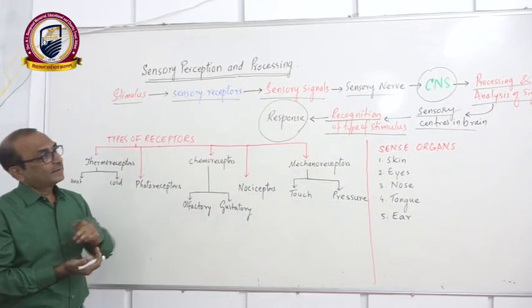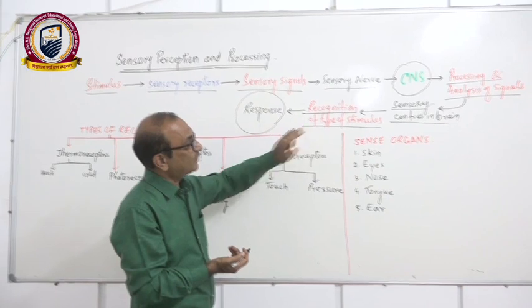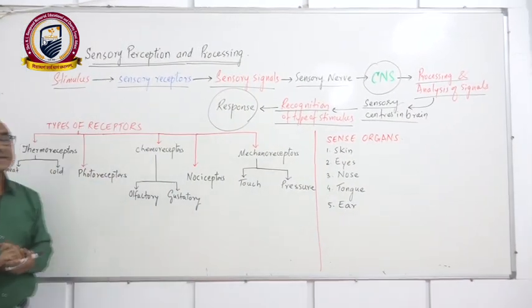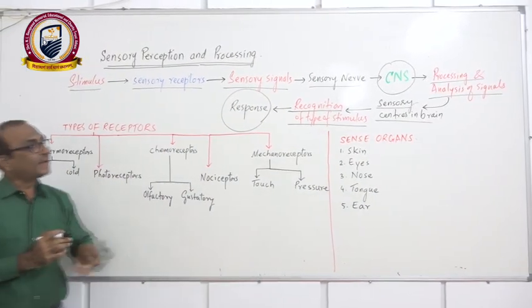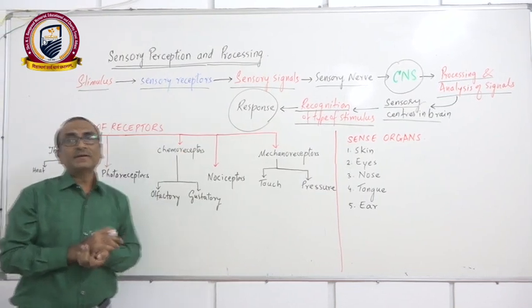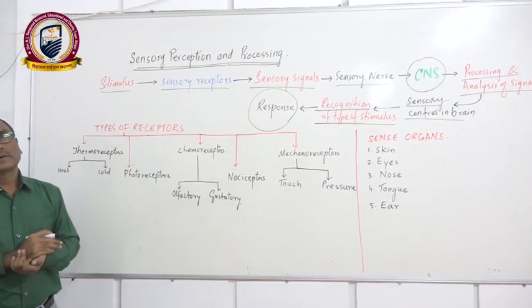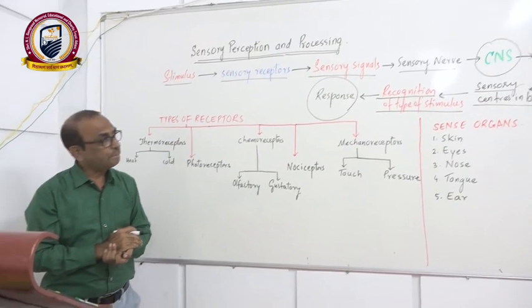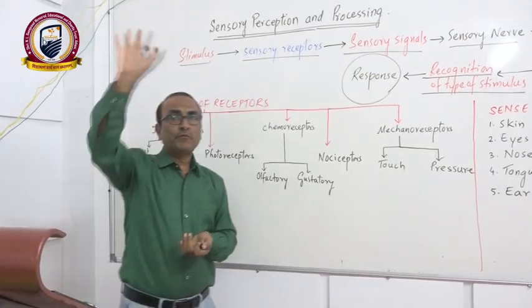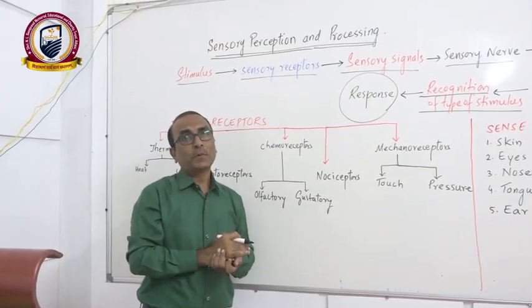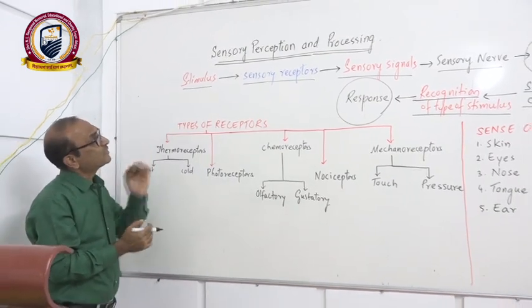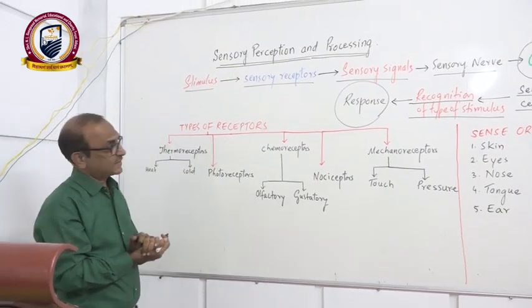That is the recognition of the type of stimulus and identifying who the person is, and then I will have a response. Either I will shout by calling him by his name, or I will wave my hands. That is my response. So this is how sensory perception and processing takes place.